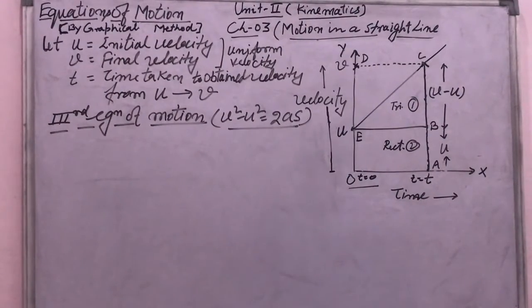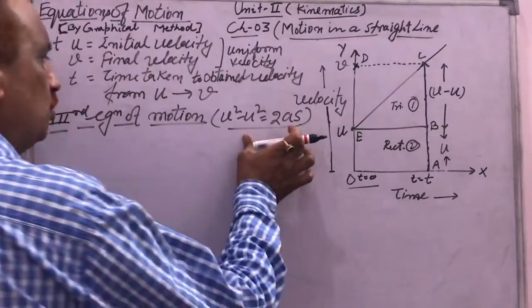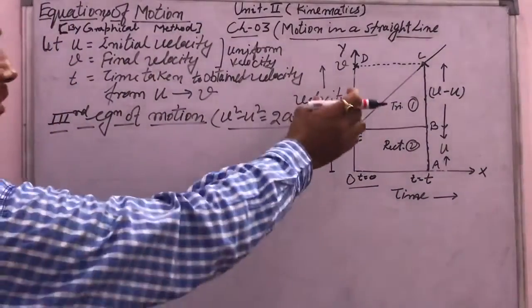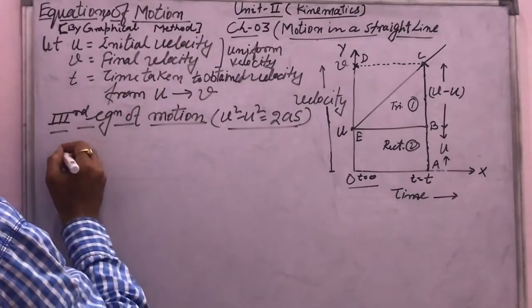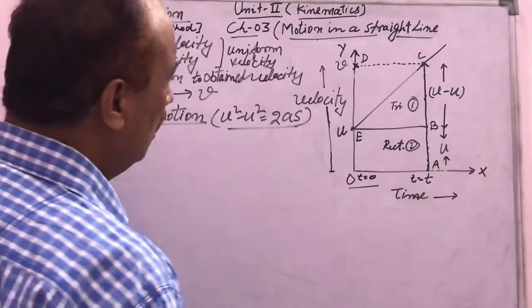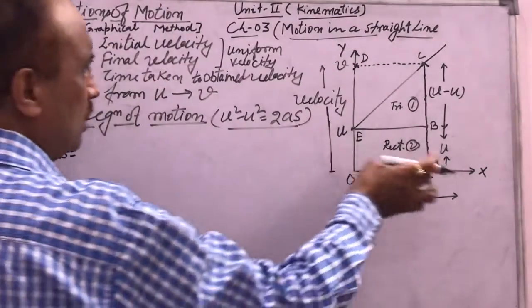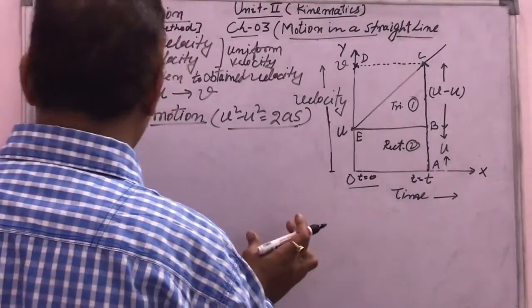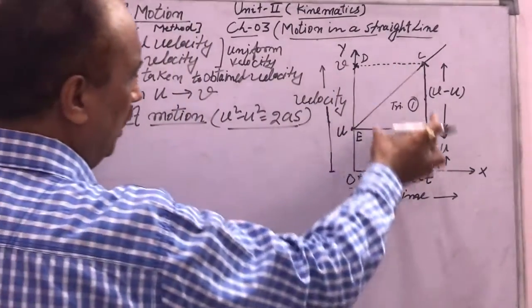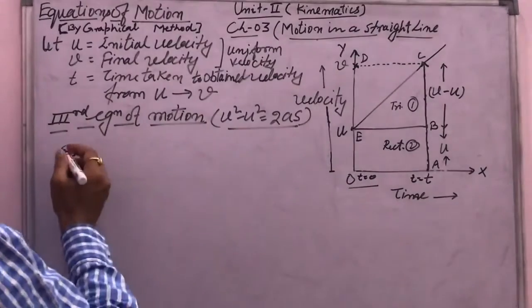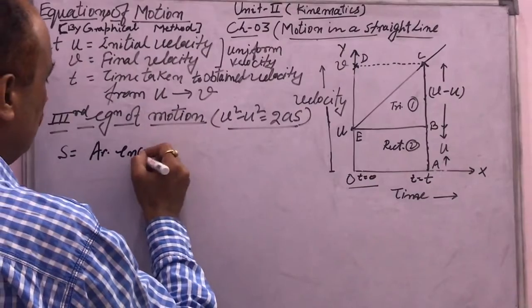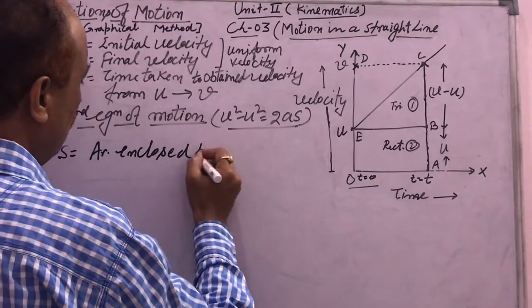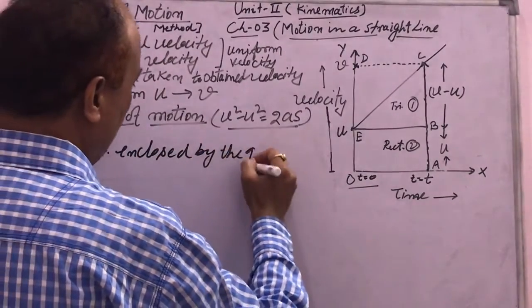Okay students, now the third equation, that is v square minus u square equals 2as, can be derived by the same graphical method, in such a way that again we have to find out the distance traveled by the body in an xy plane. That distance traveled by the body is again the area enclosed by the graph. So distance is equal to the area enclosed by the graph.